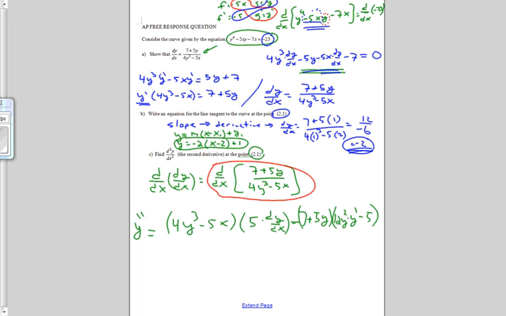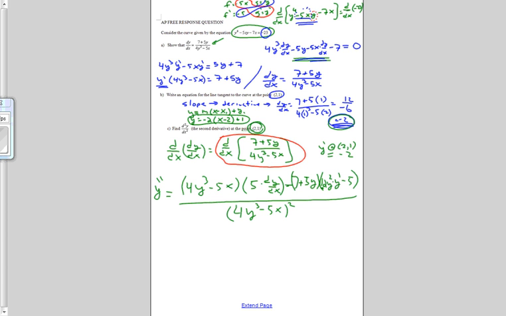And this 12 came from dropping the 3, 4 times 3. And that's all over low squared. So 4y cubed minus 5x squared. And the thing that we need to remember is we're finding the second derivative at the point 2, 1. And we know that y prime at 2, 1, we already found that, equals -2.